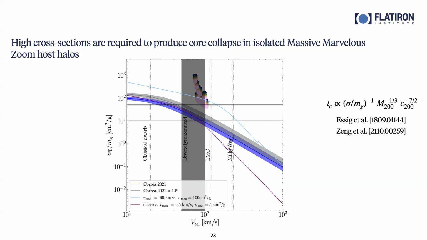And this blue curve, I'm saying, is the velocity-dependent cross-section that I need to still agree with the large-scale structure, but to also produce core collapse in these systems. And again, I said Correa was a lower bound, so this cross-section is still viable.